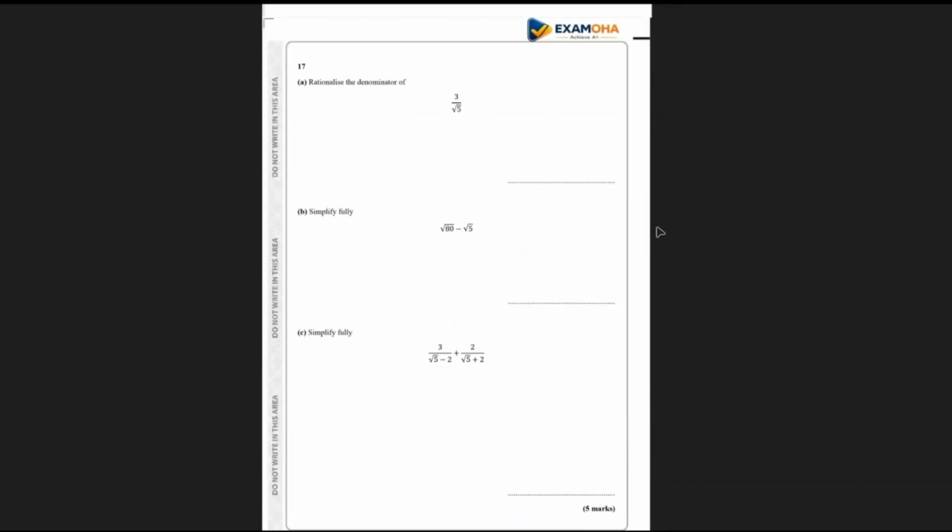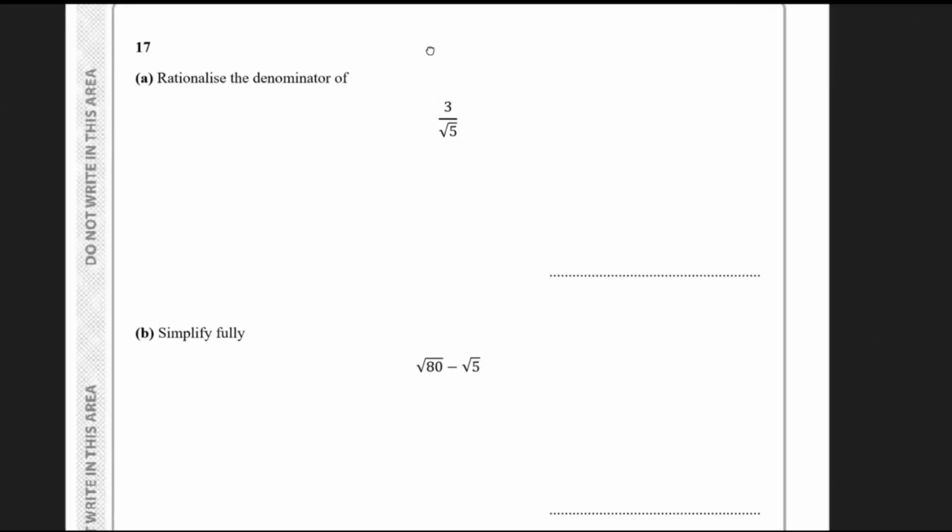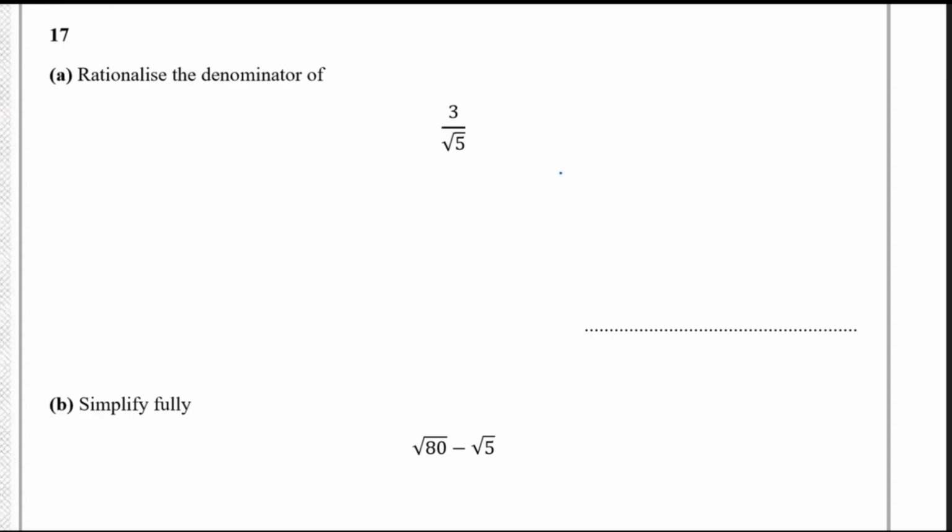This question asks you to rationalize the denominator of 3 over square root 5. So how to do this one? We just need to get rid of the square root 5. The easy way is to multiply the denominator and the top of the fraction by the same square root 5. You know that square root 5 times square root 5 would be 5, and 3 times square root 5 would be 3 square root 5, and this would be the answer.